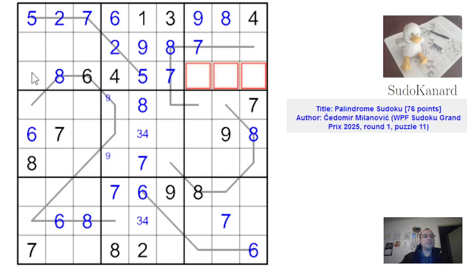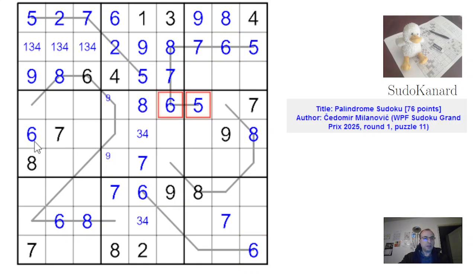Nine on this row goes there. And those are 1, 3, 4. Let's pencil mark them. Those now are 5 and 6. There's a 6 here, so that's 5, that's 6. And by the palindrome, that's a 6, that's a 5. Sudoku gives us a 6 in this cell, which is the last 6 in the grid.